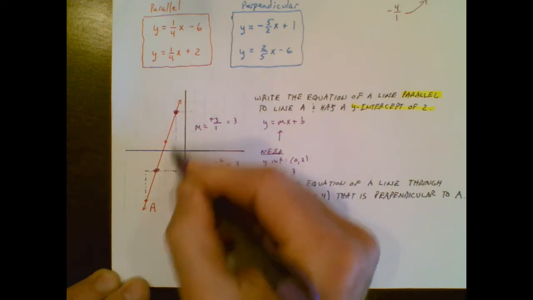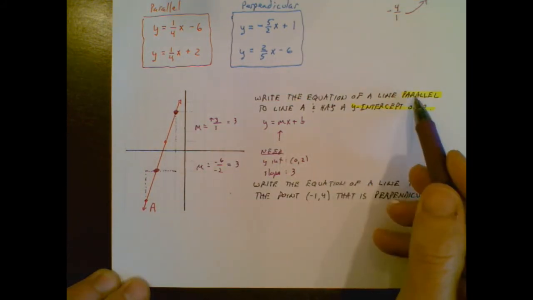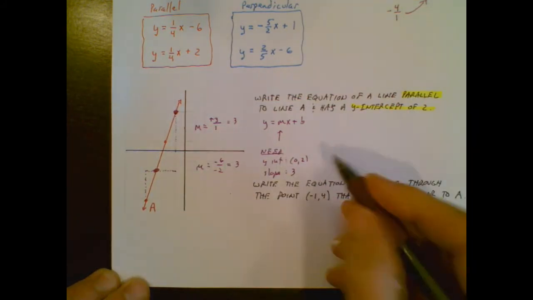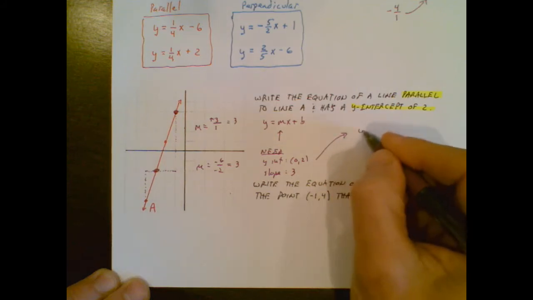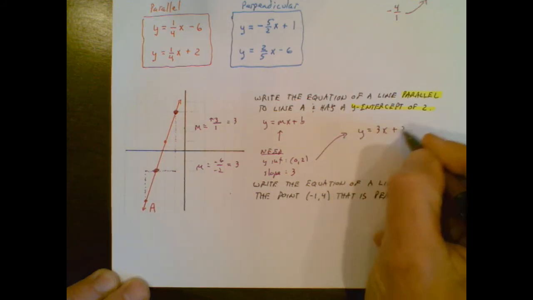If the slope of this line is 3, then the line we're looking at, which is parallel to this, has a slope of 3. So from here I can say y = 3x + 2.